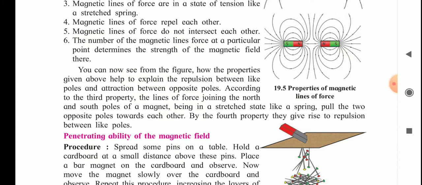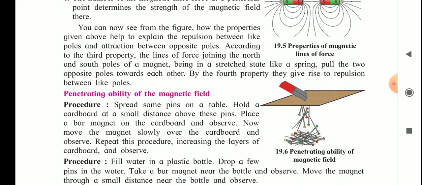third property, the lines of force joining the north pole and the south pole of the magnet, being in a stretched state like a spring, pull the two opposite poles towards each other. So by the fourth property they give rise to repulsion between the like poles.